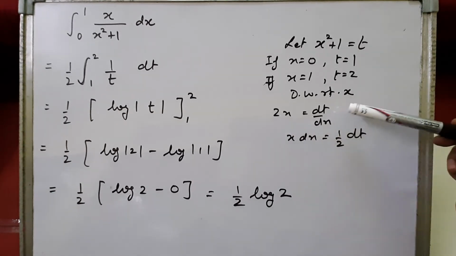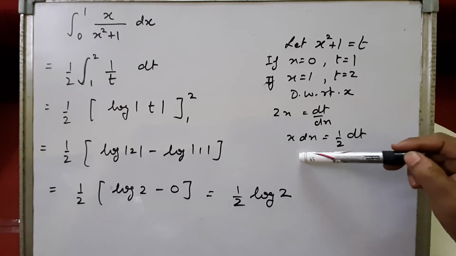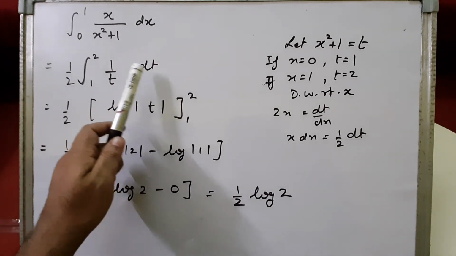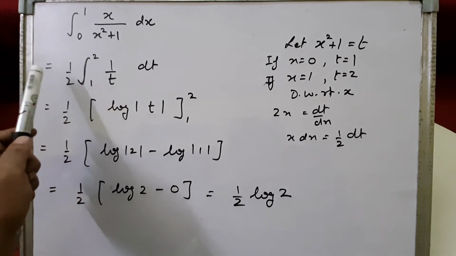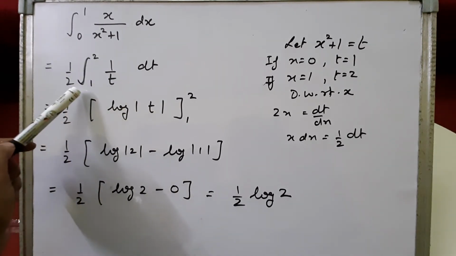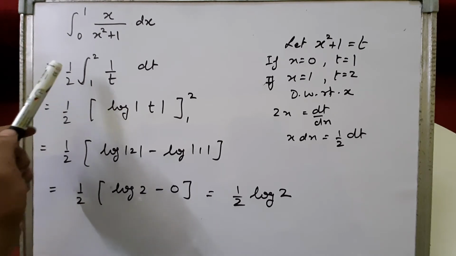So 2x equals dt upon dx. So if we calculate the value of x dx, it will be 1 by 2 dt. Right. So let's substitute the value of dx first. It will be 1 by 2 dt. Okay, x dx is 1 by 2 dt, and x square plus 1 is t, and the lower limit of t is 1 and upper limit is 2.